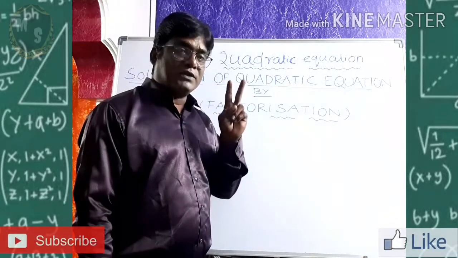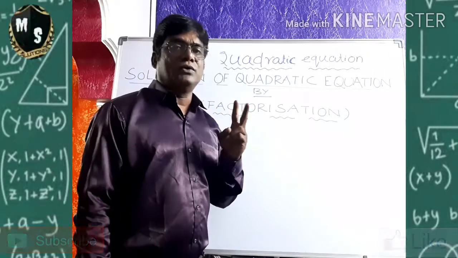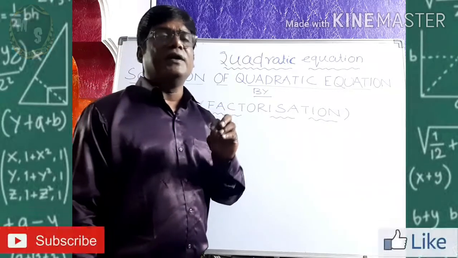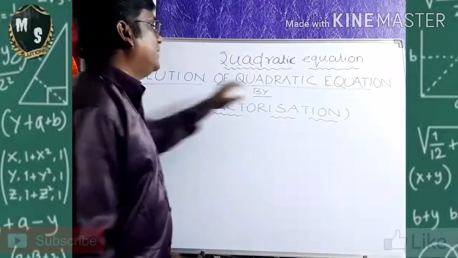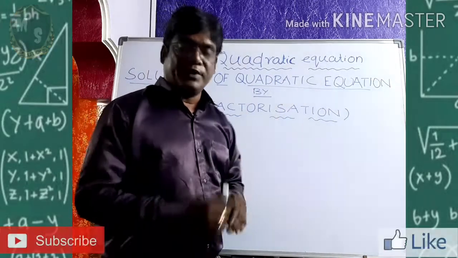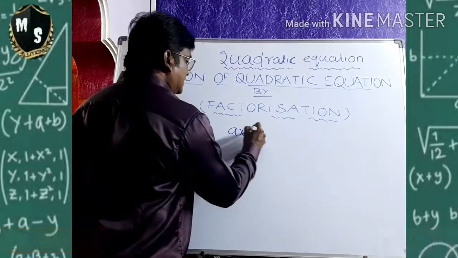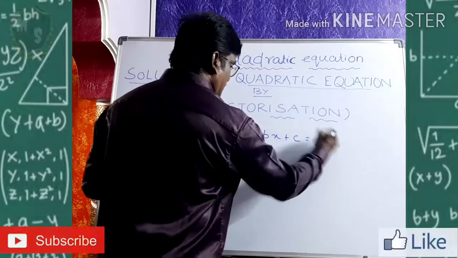So how much is the degree? That many solutions. So now the degree is 2, so the solutions will be 2. Solutions means answers. In very rough English it is called answers. So the answers for the quadratic equation will be 2, because look at it. I said this is ax square plus bx plus c is equal to 0.